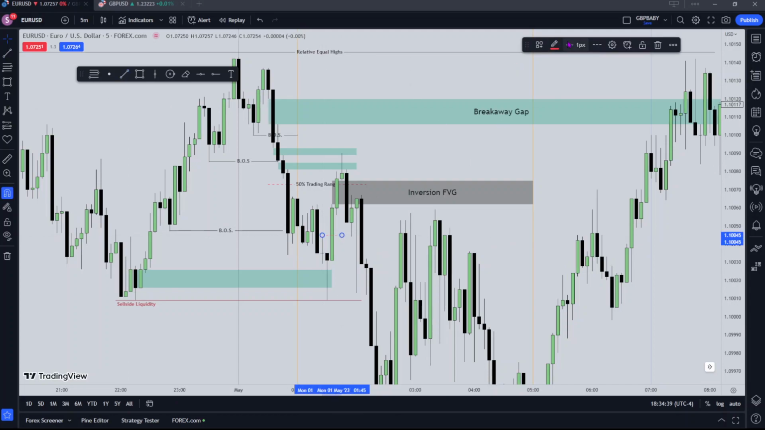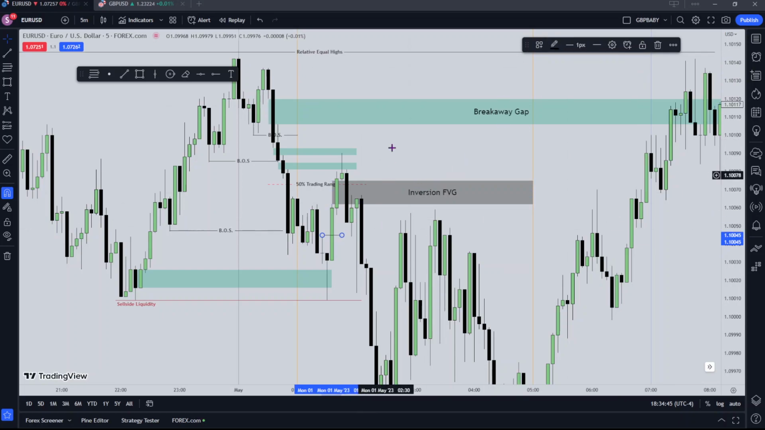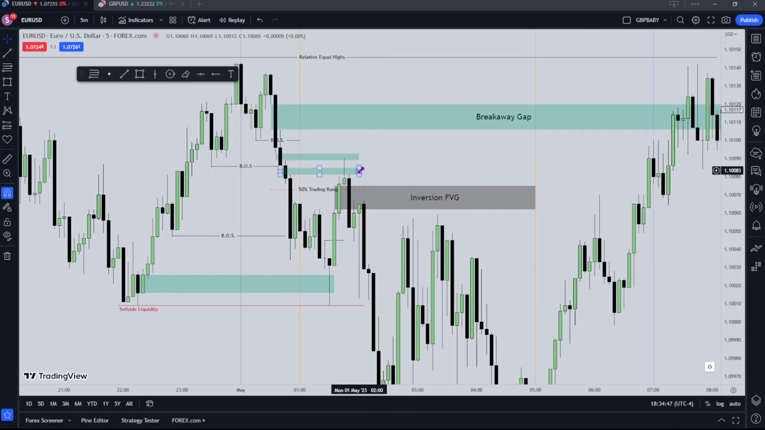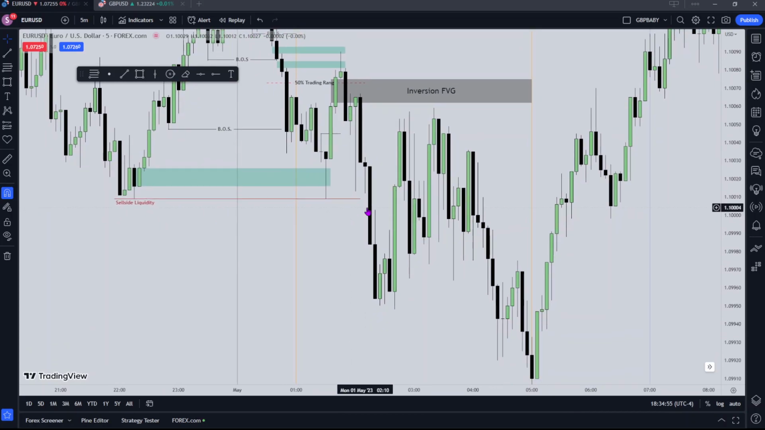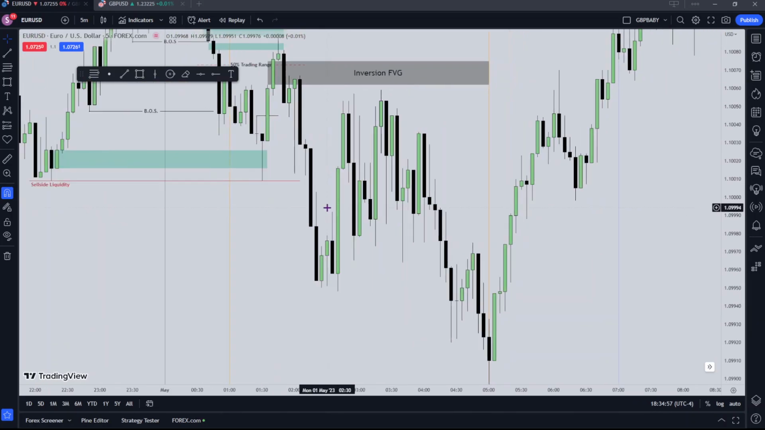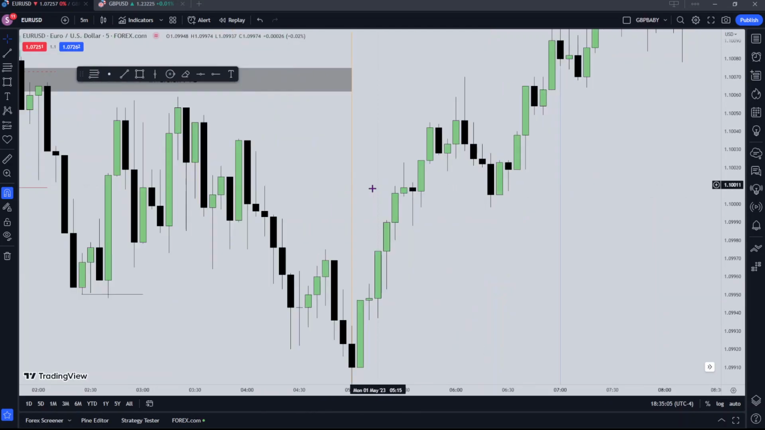This is a breaking market structure here. It's very consolidated around here.